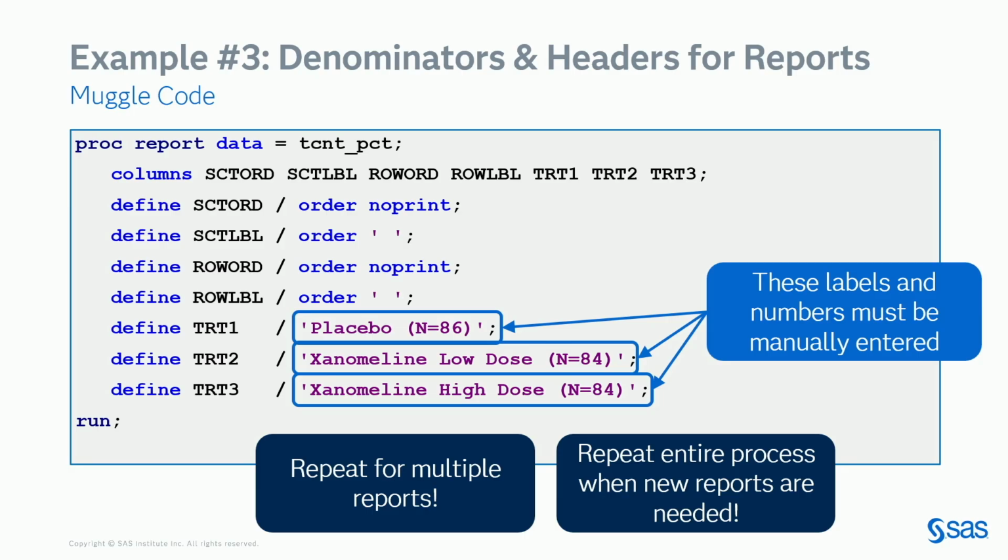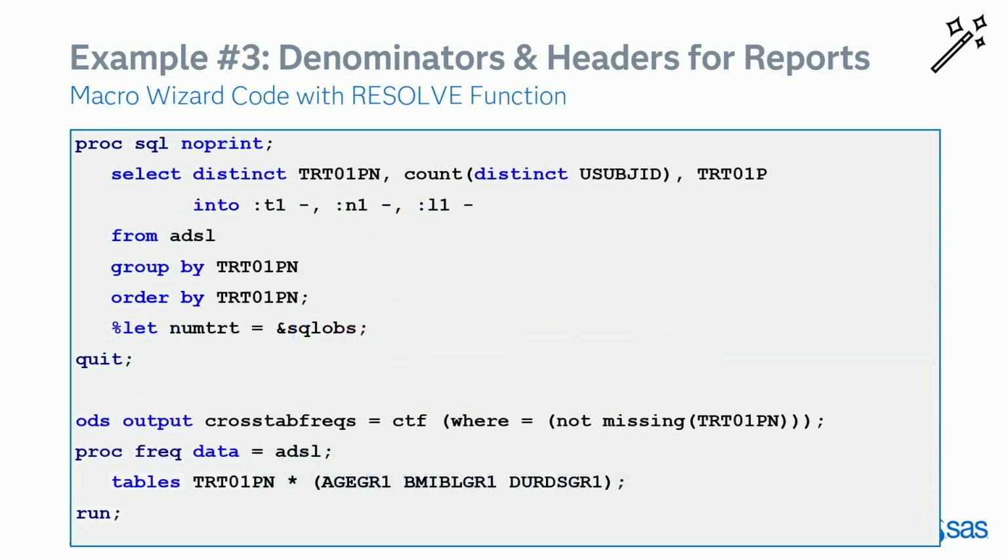So we're going to resolve to get the dark forces out of our code, right? So we're going to use the resolve function to do this. But before we can do that, we have to create a macro variable list. So earlier we showed you how to create macro variable lists using a data step. Here's another technique for creating macro variable lists, and this is using proc SQL.